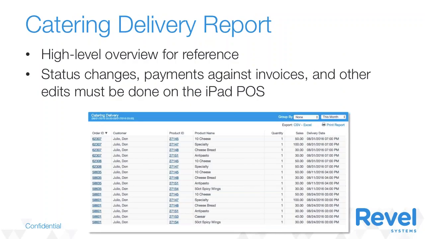Now, your reporting for catering is a high-level view for reference. This is under reports, other reports, catering delivery report. As you can see here, you see status changes, payments against invoices, but any other edit to the actual catering order needs to be done on the POS. So once again, this is more of a high-level view that you can see multiple catering orders at one time.